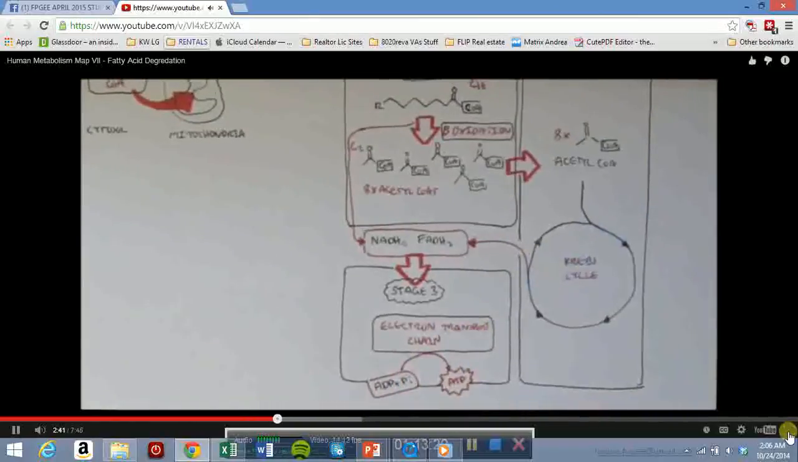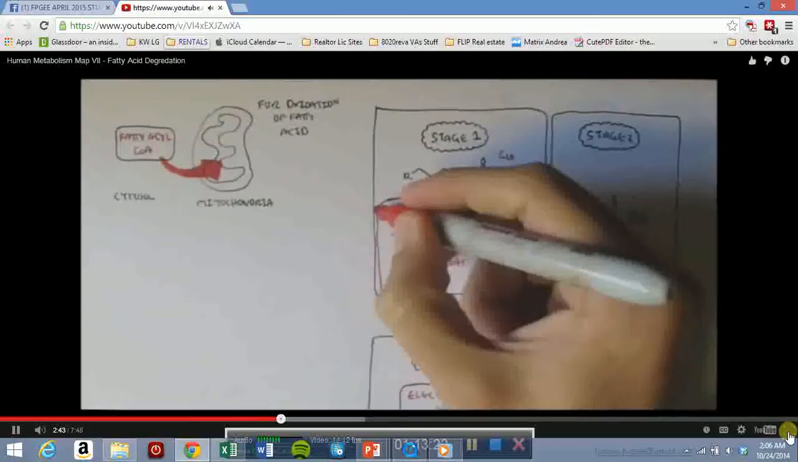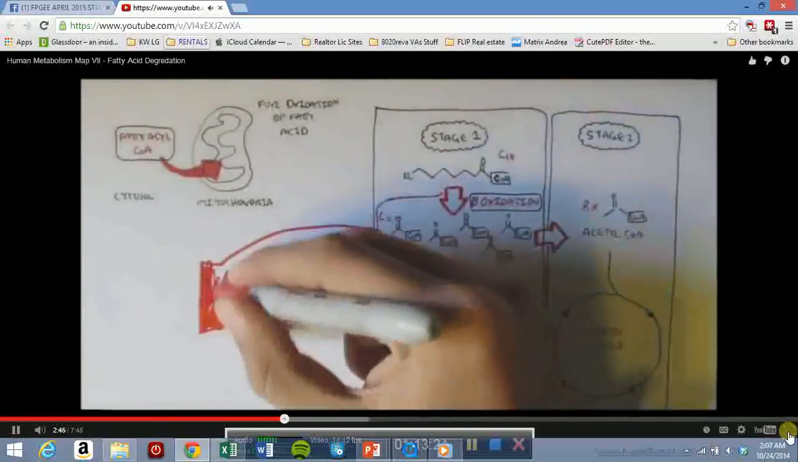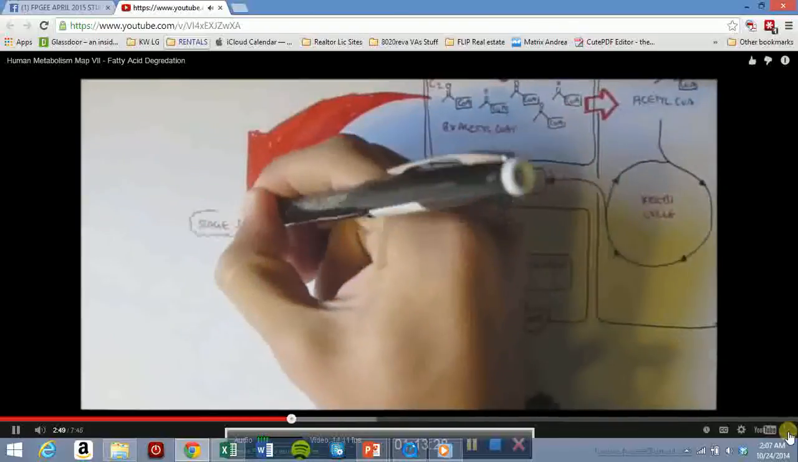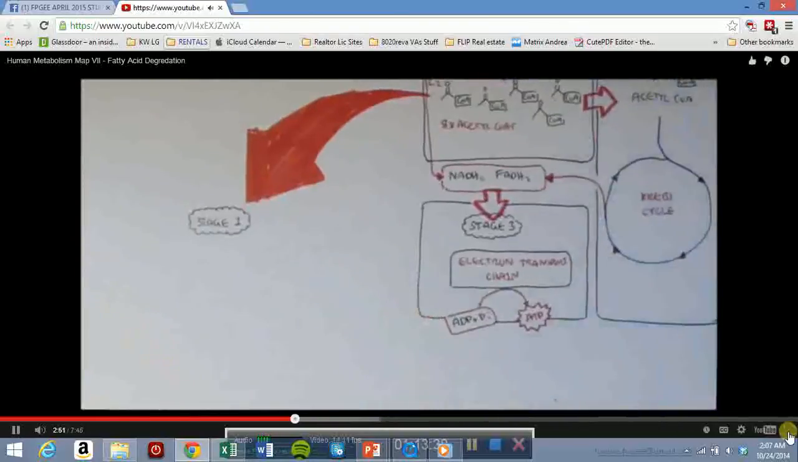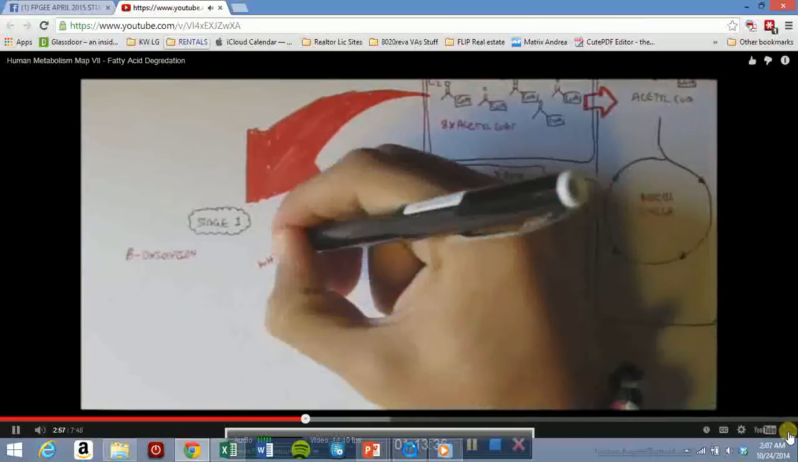Just like cellular respiration. But what this video is actually more concentrating on is stage 1, which is beta oxidation. So let's have a closer look. So beta oxidation, what is it? And why beta? Why not alpha, for example?